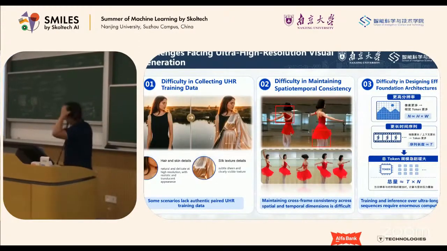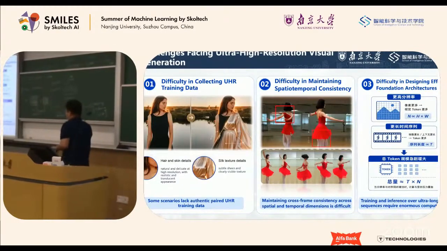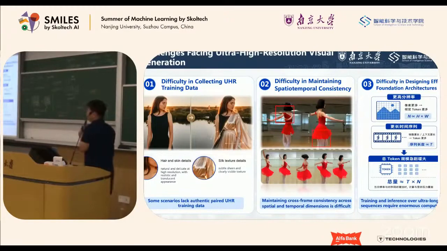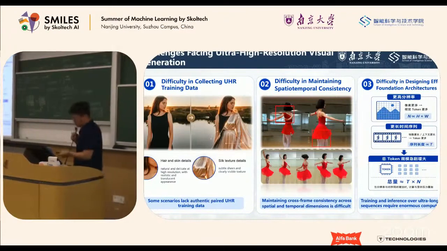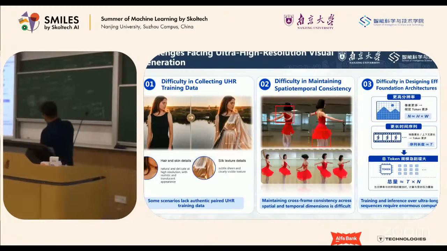So you may even not be able to train the model or afford the cost. We all know that Sora 2 from OpenAI is shut down. So I think one part of the reason could be that the training and the inference cost is very high.